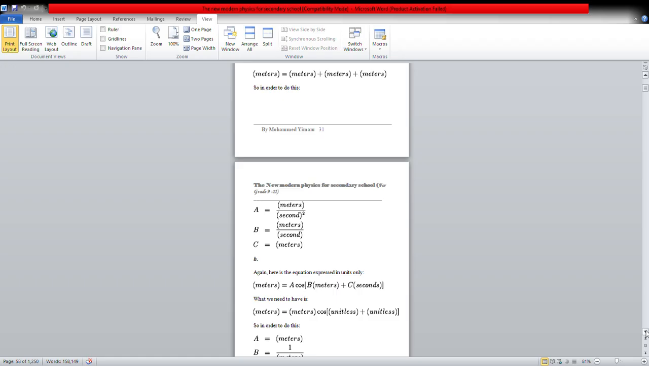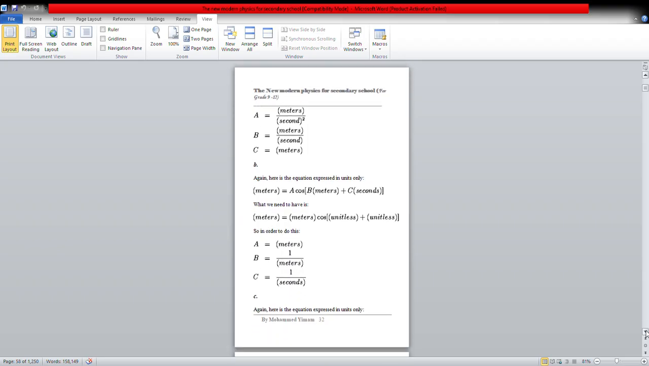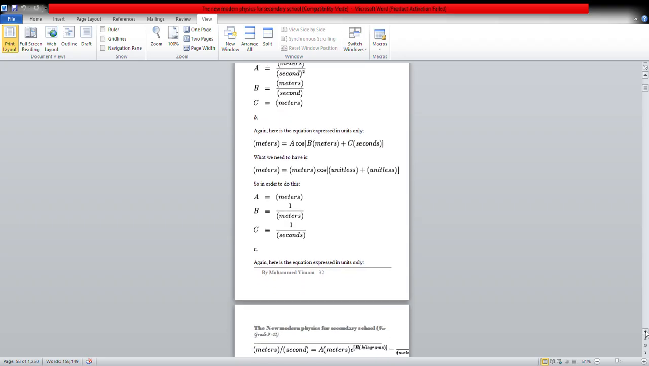B. Again, here is the equation expressed in units only. Meters is equal to A cos of B times meters plus C times seconds. What we need to have is meters is equal to meters times cos of unitless plus unitless. So in order to do this, A is equal to meters, B is equal to 1 over meter, C is equal to 1 over second.